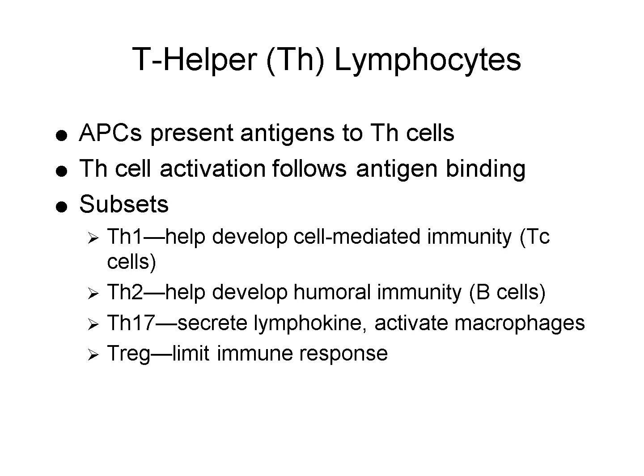Th1 cells support cell-mediated immunity. Th2 cells help stimulate antibody production. Th17 cells activate macrophages. And regulatory T cells, or Tregs, suppress immune responses to maintain balance.